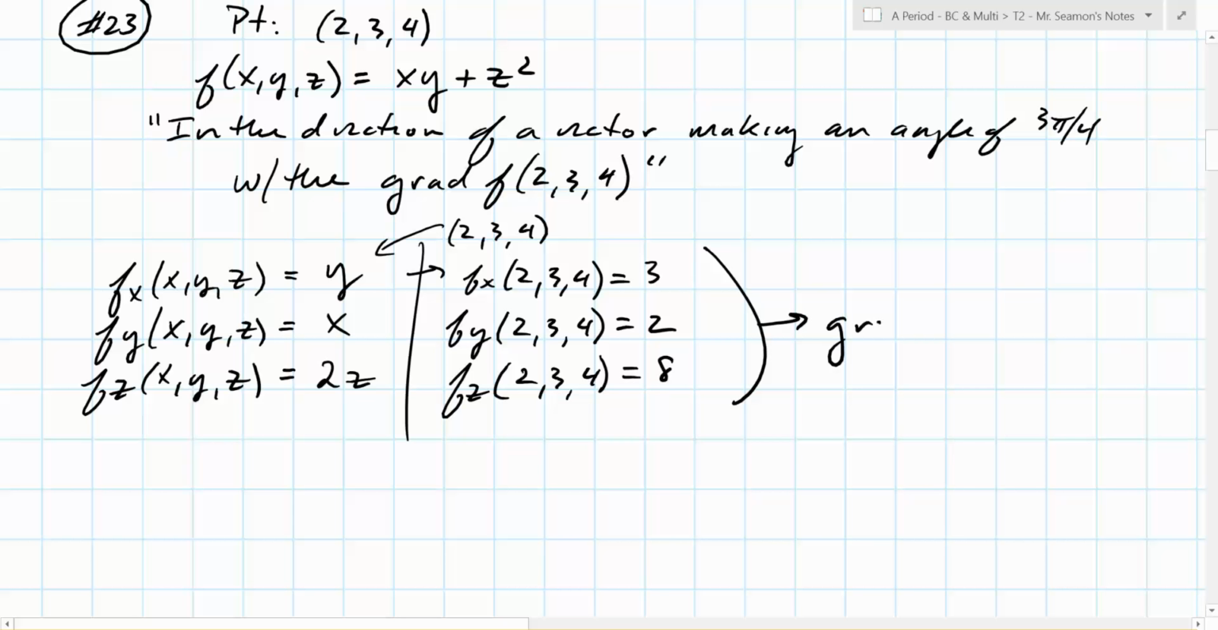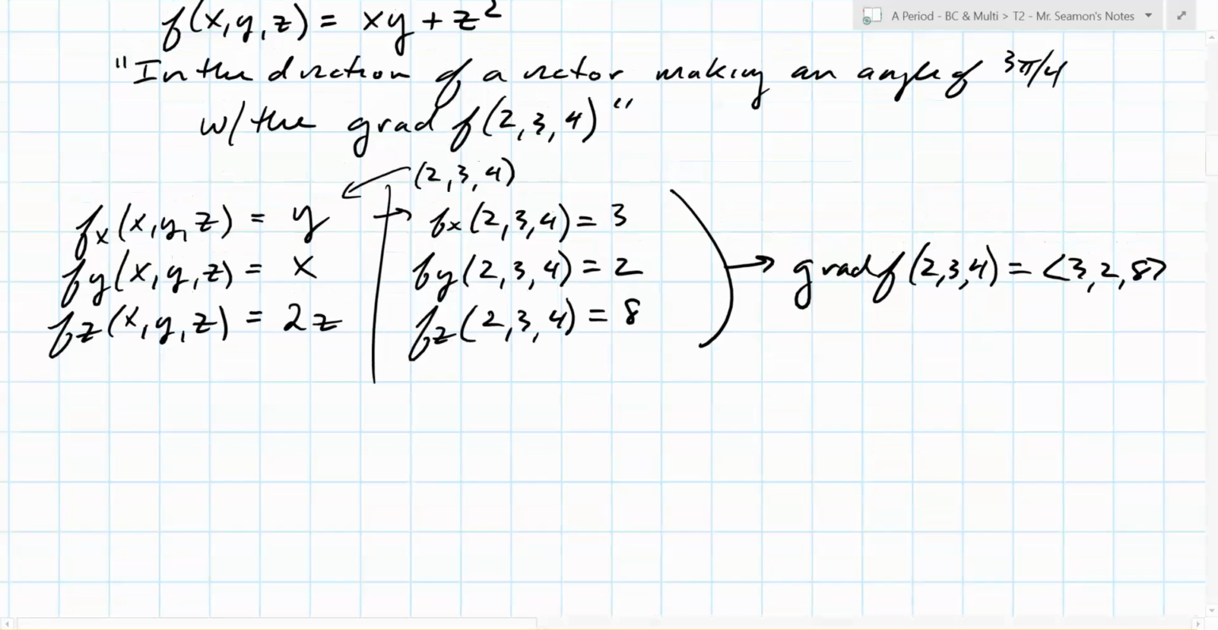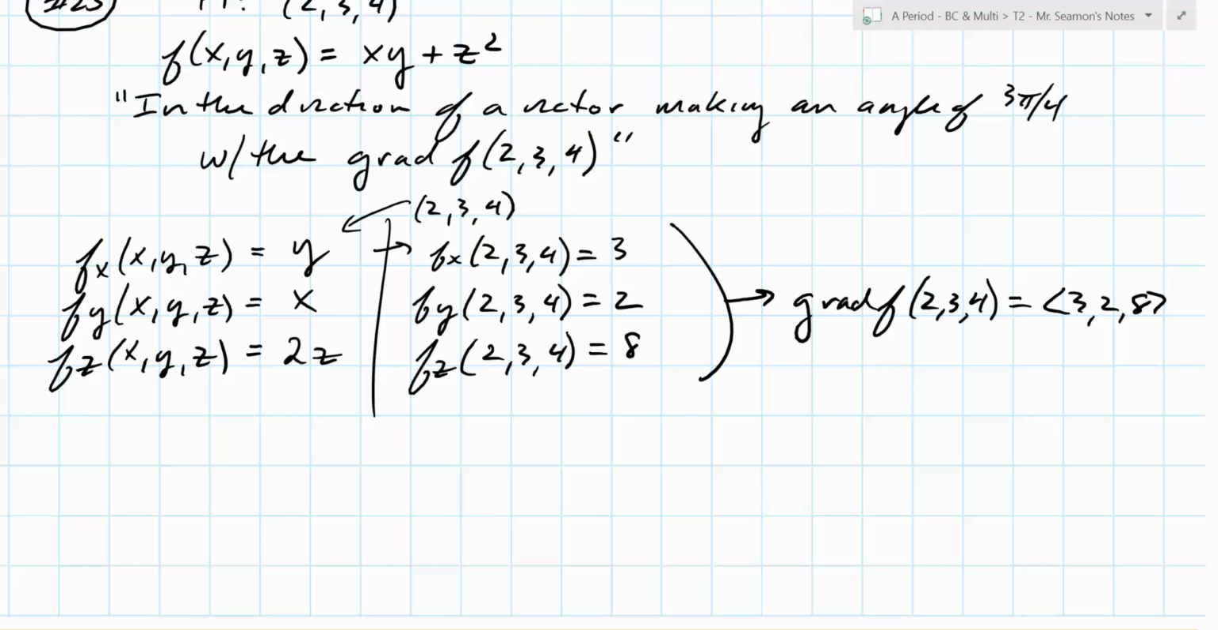We know that the grad f at 2, 3, 4 is what? 3, 2, 8. The gradient is a vector. So in order to find this directional derivative, we need the direction as a unit vector, correct? So this vector 3, 2, 8, the direction we want to go in, what do we know about it? The direction of a vector making an angle of 3 pi over 4 with the gradient vector. Well, we know what the gradient vector is, right?